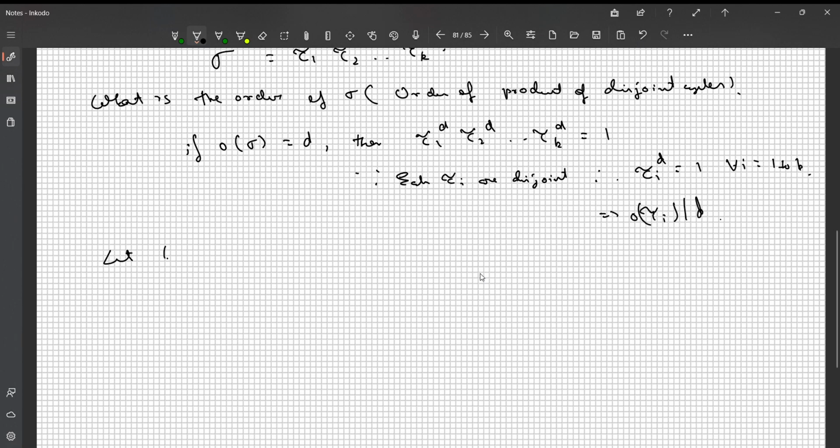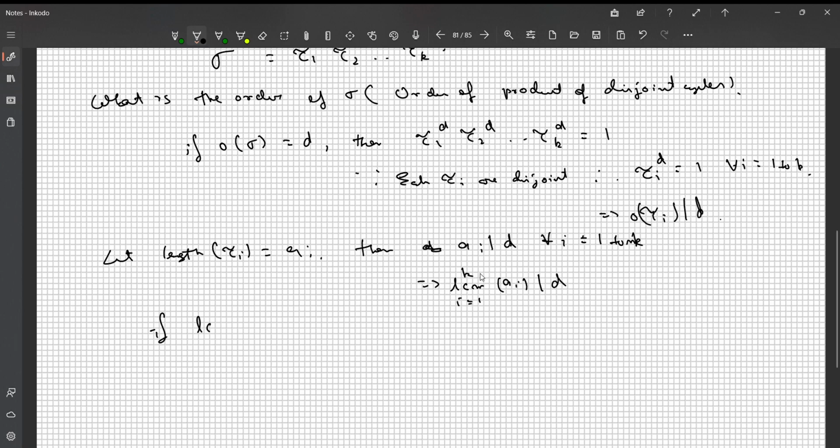But we know that the order of tau i is the length of it. So the order of tau i divides d, right? Order of tau i divides d. Now let the length of tau i be a_i. Then a_i divides d for all i equal to 1 to k. Then that implies the LCM of these a_i, i equal to 1 to k, divides d by the properties of LCM.